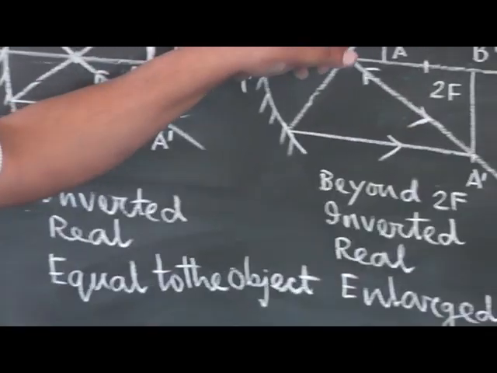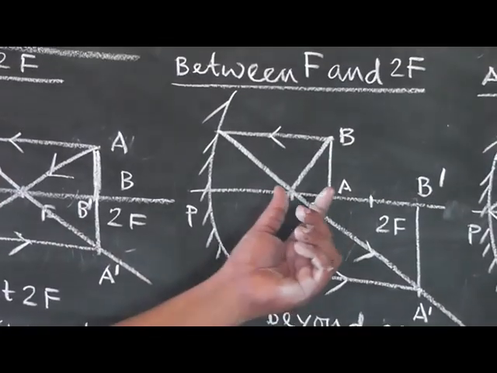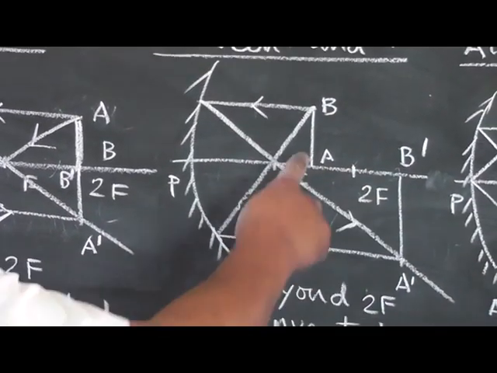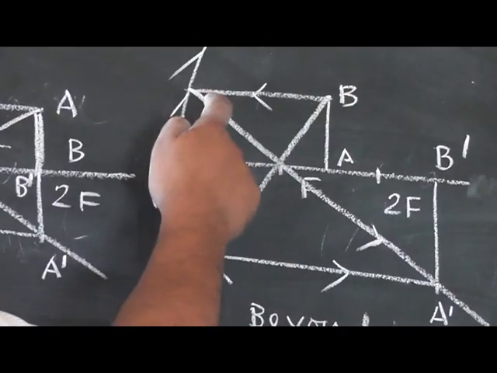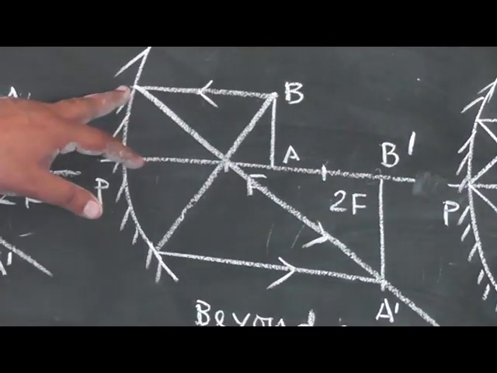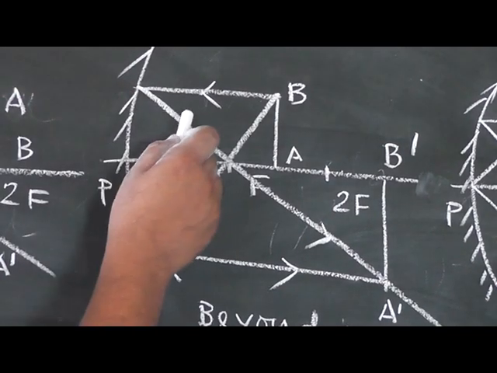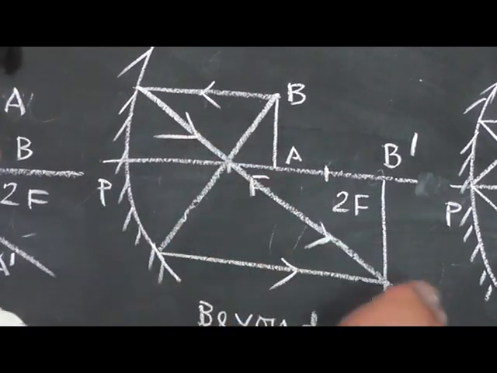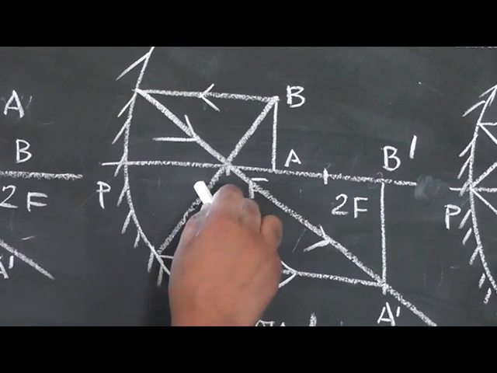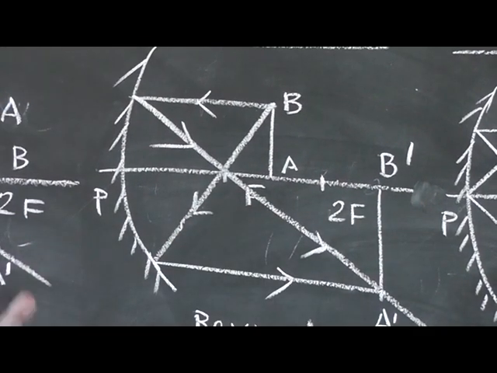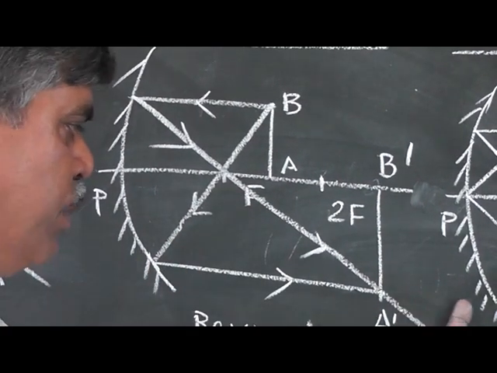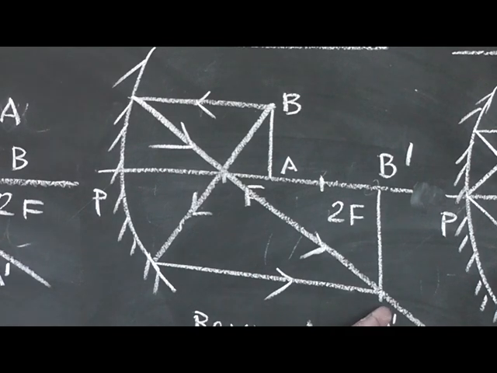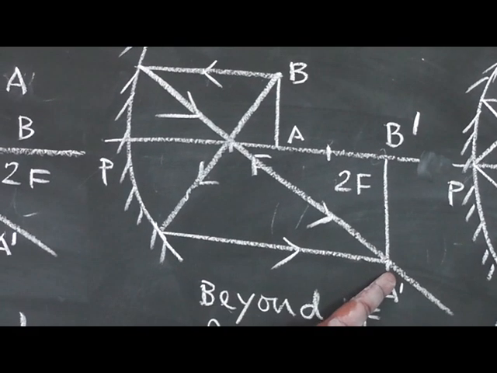Now we come to the position when the object is between F and 2F. AB is the object, and one ray has been taken which is parallel to the principal axis of the mirror. After its reflection, it is moving to the focus of the mirror. Another one has been made to pass through the focus. After its reflection, it is parallel to the principal axis of the mirror, and those two rays are meeting at the point A dash.